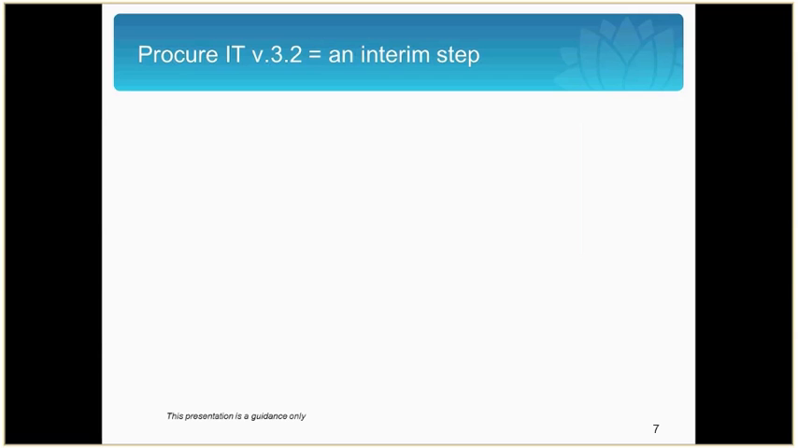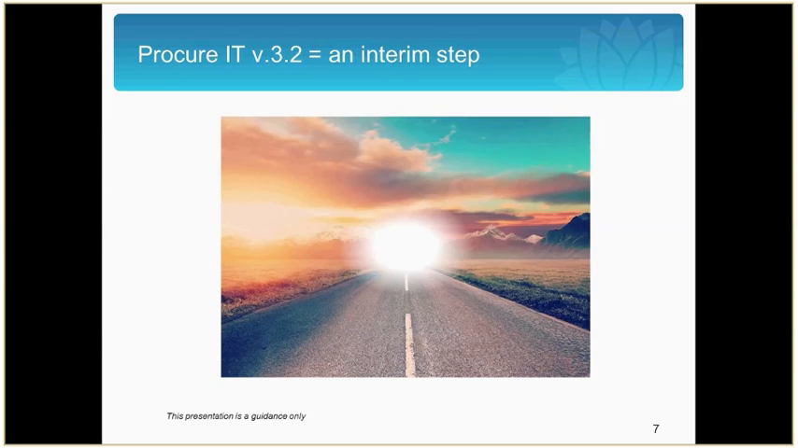Before we start discussing the key changes brought by Procure IT version 3.2, I want to point out that this release of version 3.2 is not the end of the work the New South Wales government is doing on ICT procurement reform. Procure IT version 3.2 is an interim step. It is not intended as an overhaul or comprehensive review of the whole Procure IT framework. Issues raised by industry and agency remain under consideration for future Procure IT framework review.